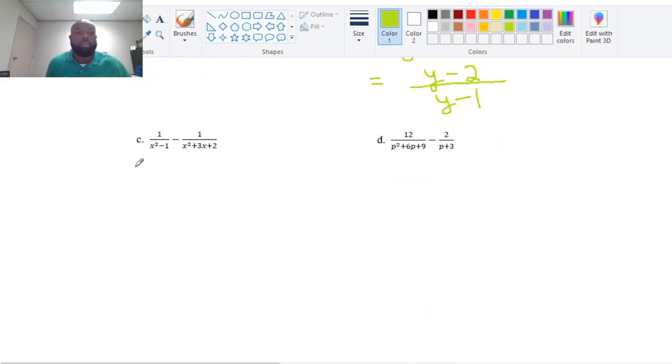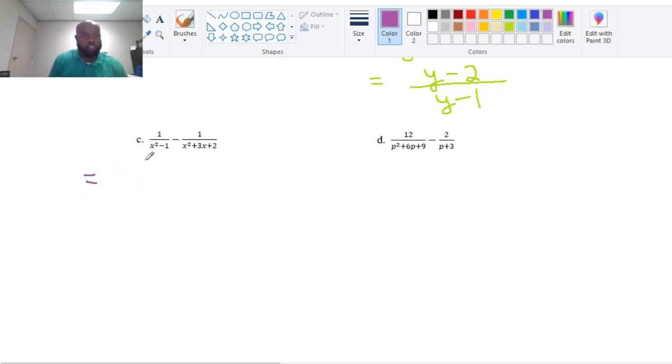I'm going to do example C, and then I'm going to want you guys to do example D in preparation for class. So I have 1 over x squared minus 1 minus 1 over x squared plus 3x plus 2. Well, we don't have the same denominator. And when we don't have the same denominator, we're going to have to factor our denominators and find the LCD.